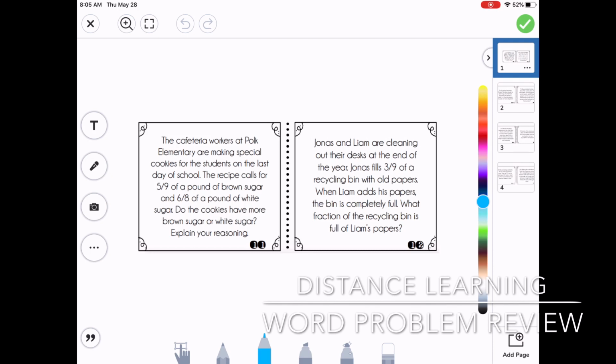The first problem says, the cafeteria workers at Polk Elementary are making special cookies for the students on the last day of school. The recipe calls for 5/9 of a pound of brown sugar and 6/8 of a pound of white sugar. Do the cookies have more brown sugar or white sugar? Explain your reasoning. So to solve this problem, there are a couple different strategies that you could use.